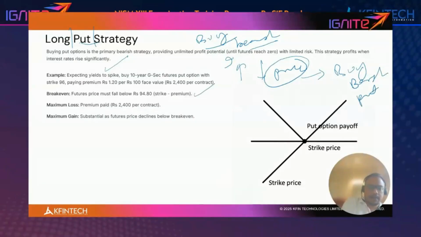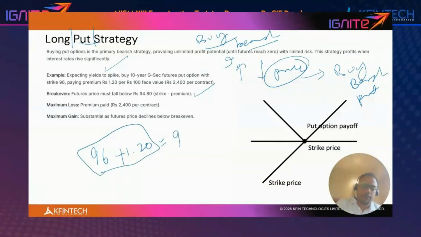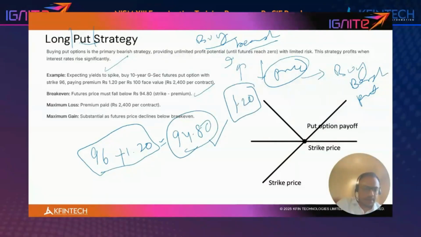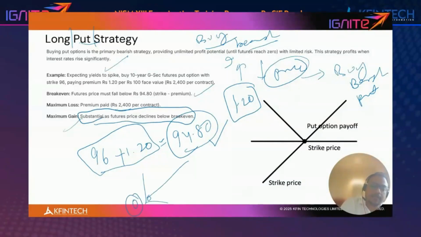Again, if you buy the put at 96 and you pay a premium of 1.2, the future price should fall below 94.8. Why? Because 1.2 is the premium that you have already paid. And you're expecting the market to go down, so that's why it's in the reverse direction. And you have paid 2,400 rupees per contract for this. Maximum gain is also capped, till the price reaches zero. But maximum loss will always be the premium.